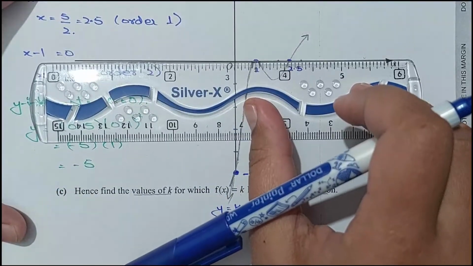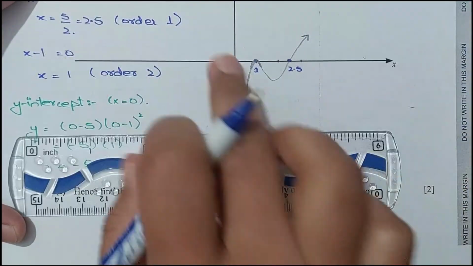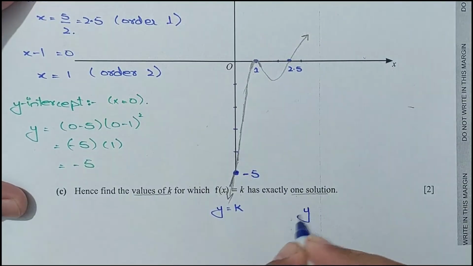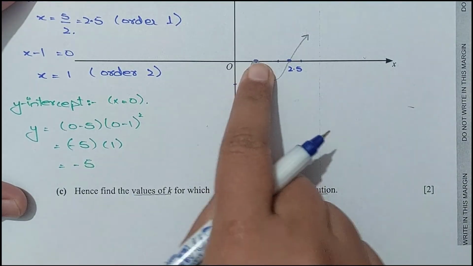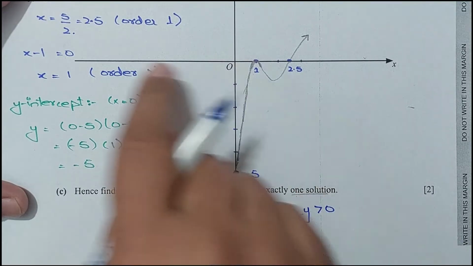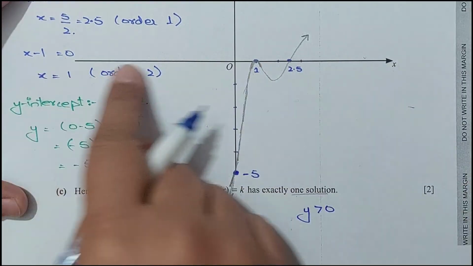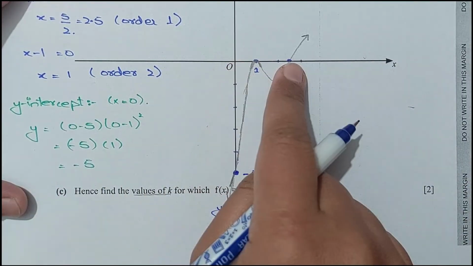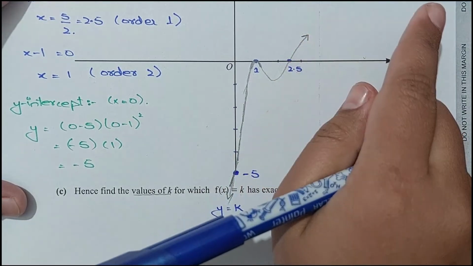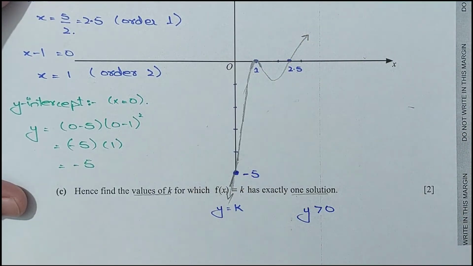So when k is more than 0, it has one solution. We can say y is greater than 0. At y equals 0, it has two solutions, but when y is greater than 0, it has just one solution. When we draw the line y equals 0, it cuts the curve at 2 points, so it has two solutions. But at more than 0, it has just one solution, right? Let me check for the lower part as well.